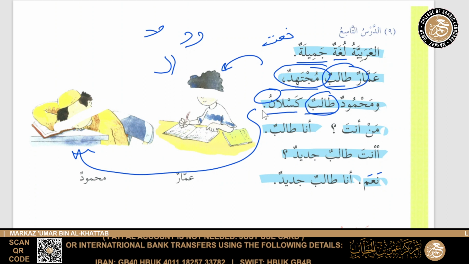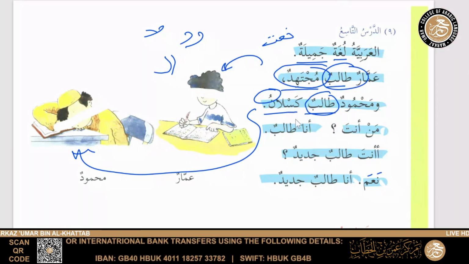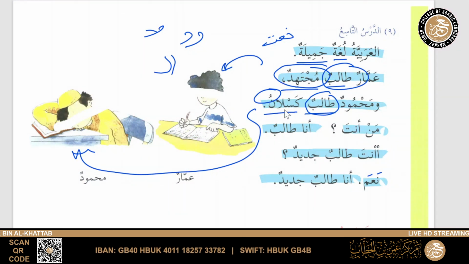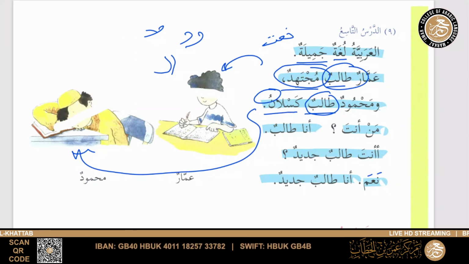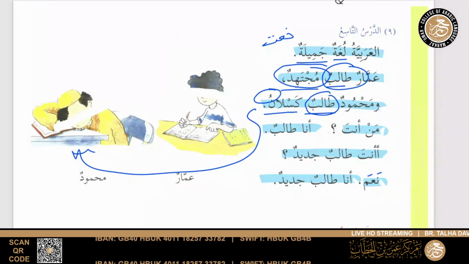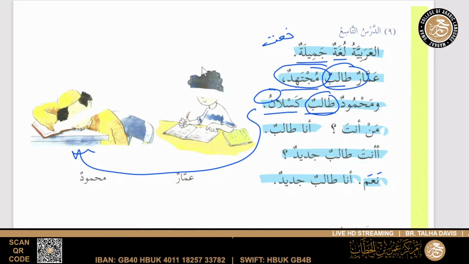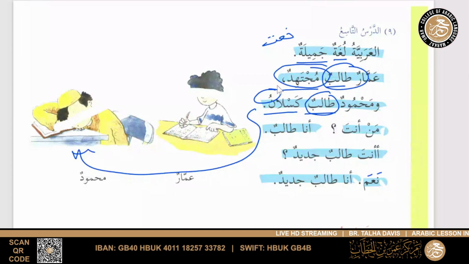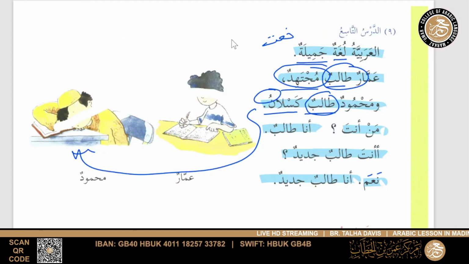So we study this rule in depth at the end of the book, but just as a quick note, if you understand it, then that's fine. If you don't understand what I'm about to say, then don't worry about it. We study it at a later date. So kaslanu means lazy, okay?